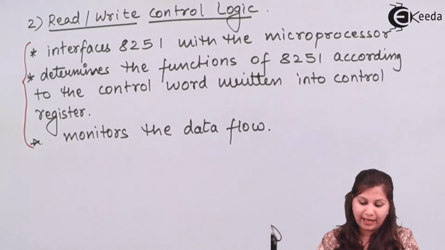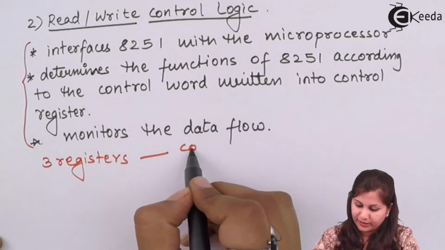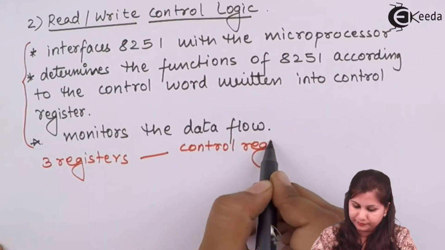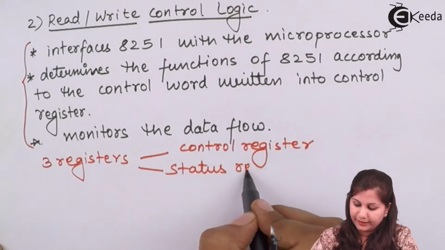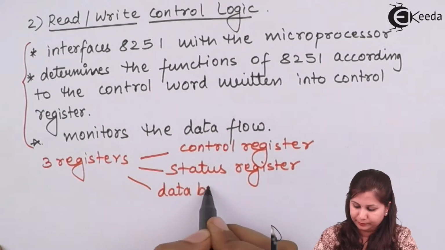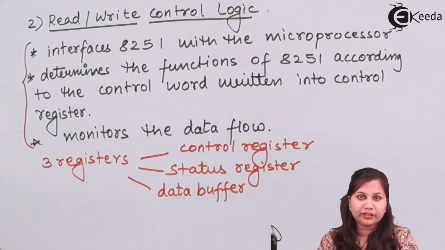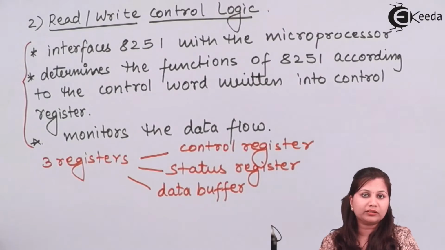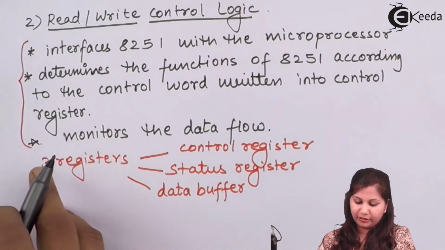Now this section has three registers. One is the control register. Second is the status register. And third is the data buffer. So the control register is where the control word is written, the status register is where the status of the 8251 can be read by the microprocessor, and the data buffer stores the 8-bit data. So these three registers are included in the read and write control logic.